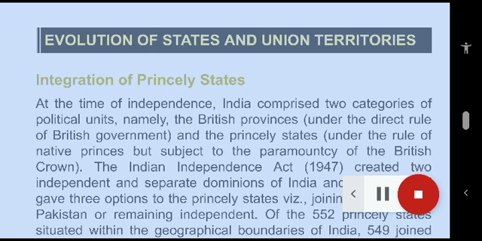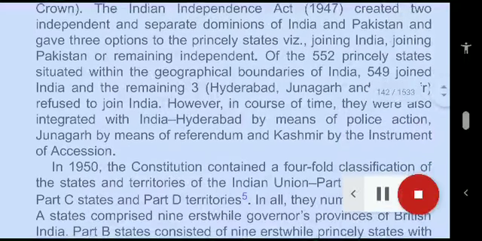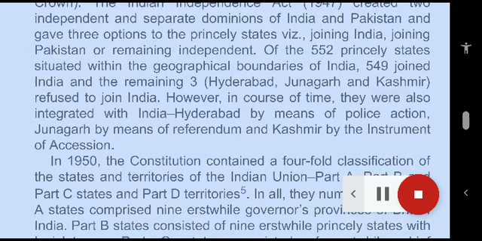The Indian Independence Act 1947 created two independent and separate dominions of India and Pakistan and gave three options to the princely states, viz. joining India, joining Pakistan or remaining independent. Of the 552 princely states situated within the geographical boundaries of India, 549 joined India and the remaining three, Hyderabad, Junagadh and Kashmir, refused to join India. However, in course of time, they were also integrated with India, Hyderabad by means of police action, Junagadh by means of referendum and Kashmir by the instrument of accession.